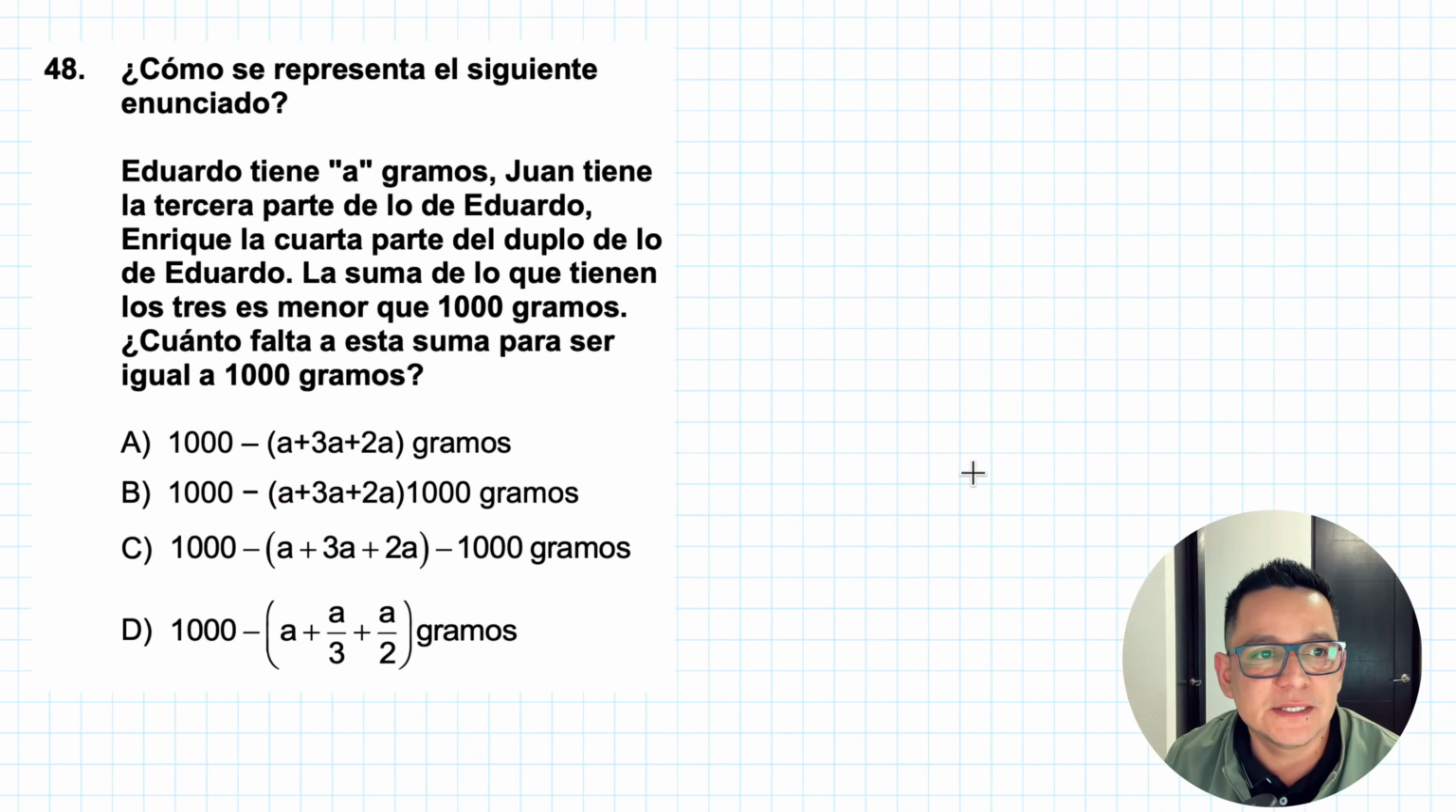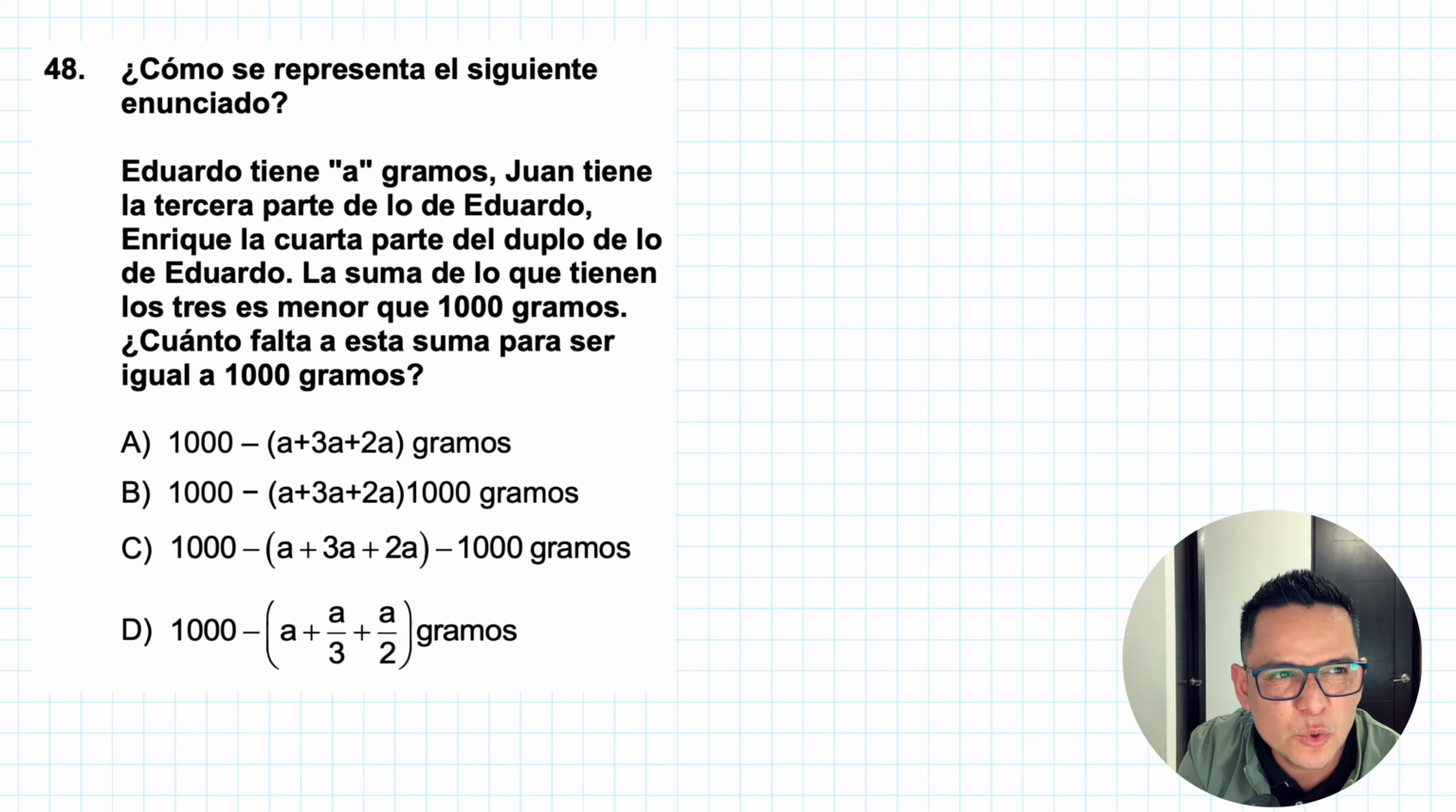How is this statement shown? Eduardo has A grams. Who knows of what? But he has A grams. Juan has a third of what Eduardo has, and Enrique has a fourth of twice what Eduardo has. The three together have less than 1,000 grams. How much more is needed to reach 1,000 grams?